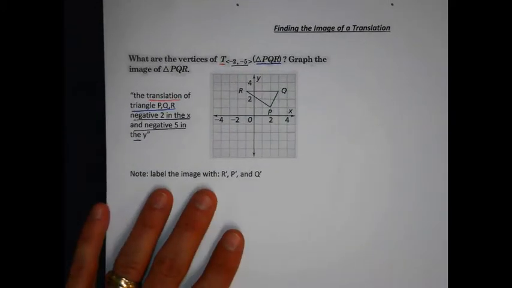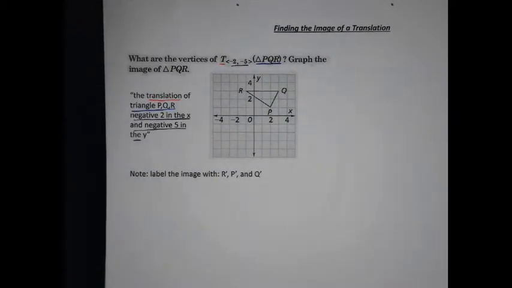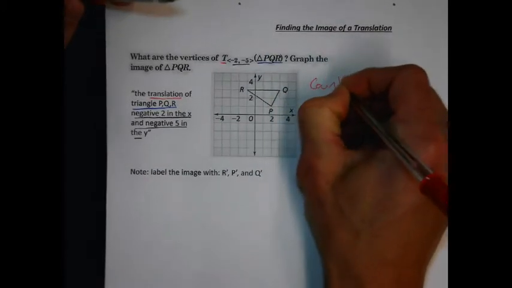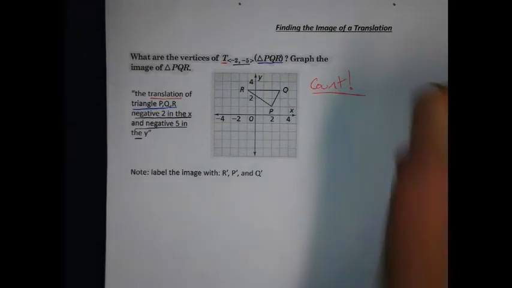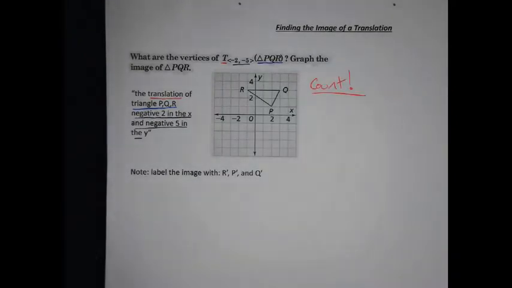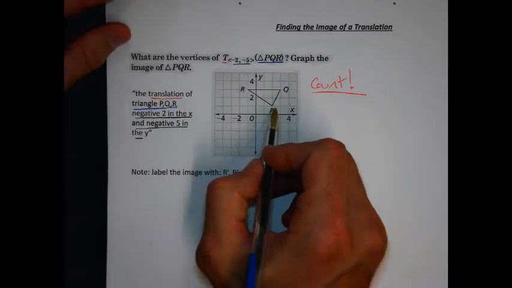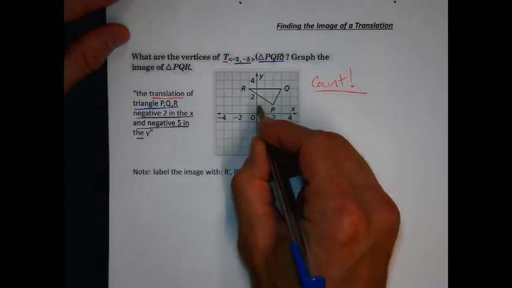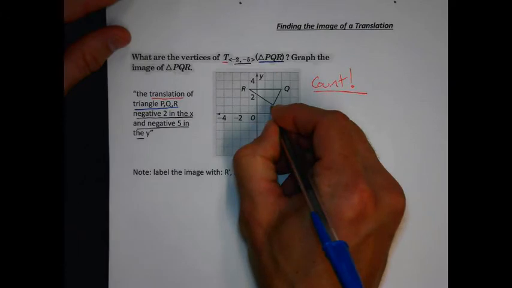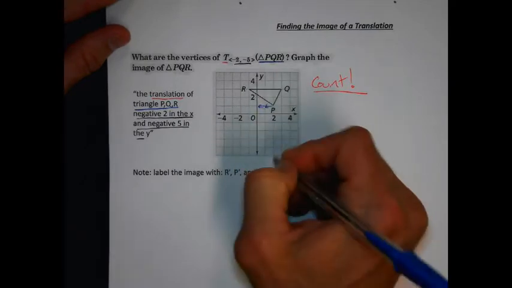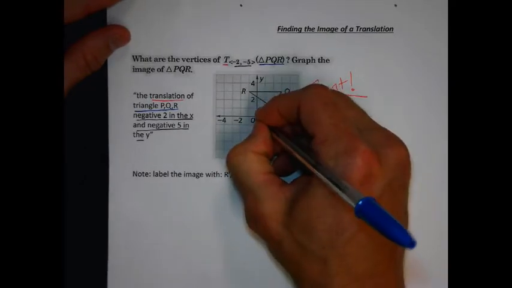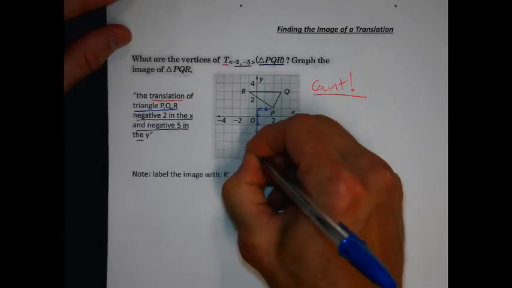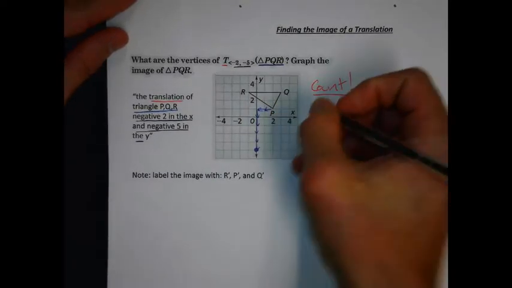So how do we do that? Well, we simply count, right? Count. And then I yell, yeah, just count it. So check this out. We start with point P, and we're going to move P -2 in the X, -5 in the Y. -2 is this way in the X, right? So 1, 2, and then -5 in the Y. 1, 2, 3, 4, 5. So the new point P is right there.